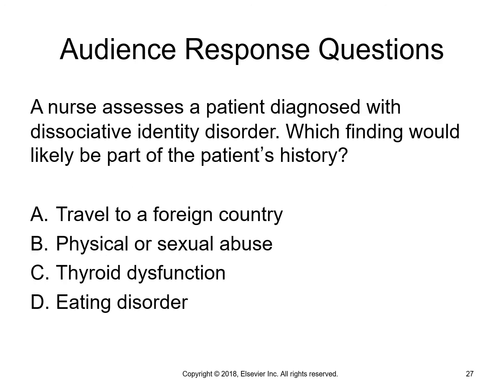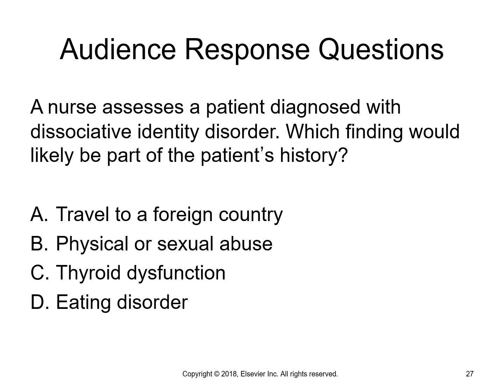Let's look at this question. A nurse assesses a patient diagnosed with dissociative identity disorder. Which finding would be likely part of the patient's history? Travel to a foreign country, physical or sexual abuse, thyroid dysfunction, or eating disorder? If you said B, that would be the right answer, because significant physical or sexual abuse before the age of 6 years has been associated with dissociative identity disorder.